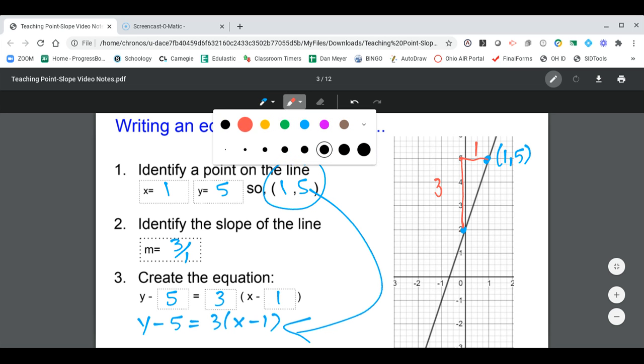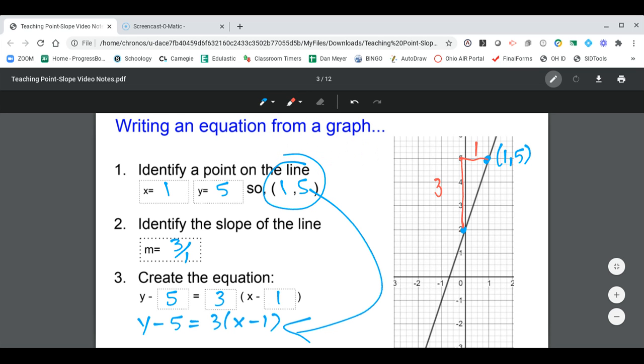Something I notice is that when my x-coordinate is 1, I notice in my equation, the number in there is a -1. When my y-coordinate is 5, I see that I've got a -5 in my equation. Okay? We'll go more in depth on that in a second.